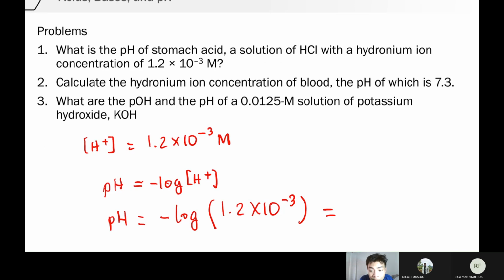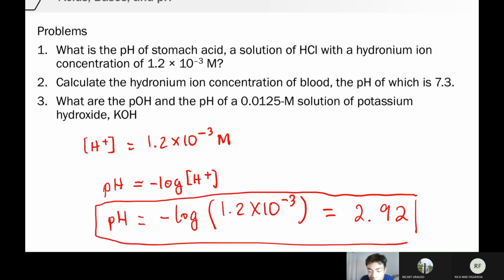Okay, so the pH, 2 decimal places tayo, will be 2.92. So yan yung value ng pH natin for the stomach acid. Yan yung nasa loob ng sikmura natin. Kaya 'di ba kapag kayo nagkakaroon ng acid reflux, or bigla na lang kayo nasusuka, maasim, 'di ba? Kasi nga acidic yung nasa sikmura natin.